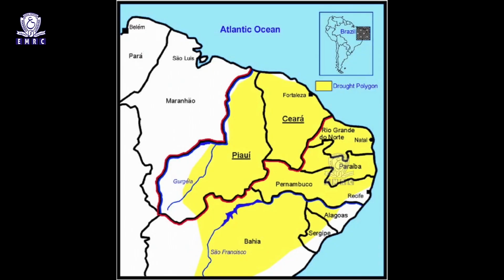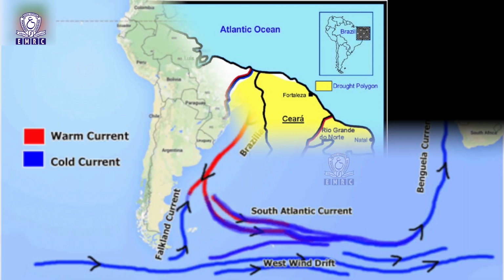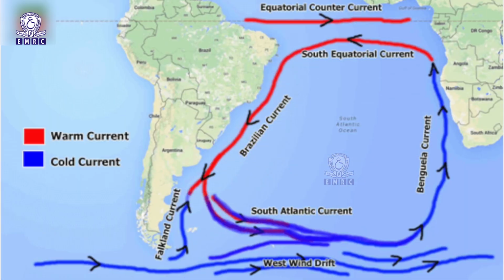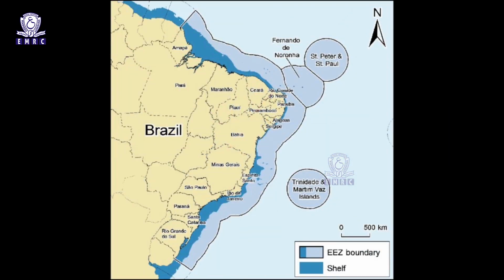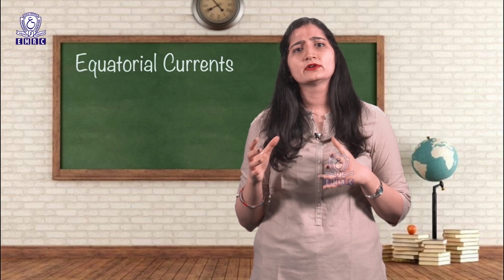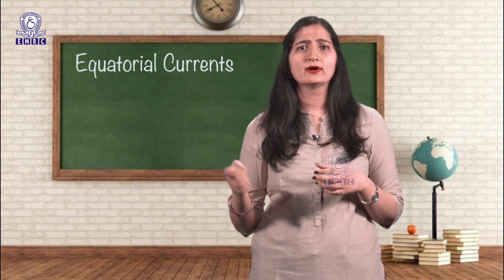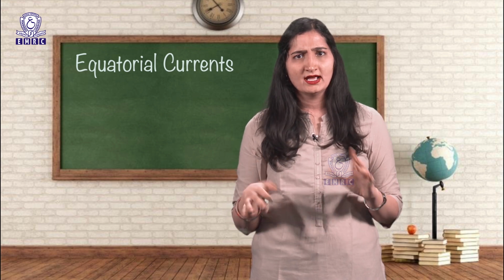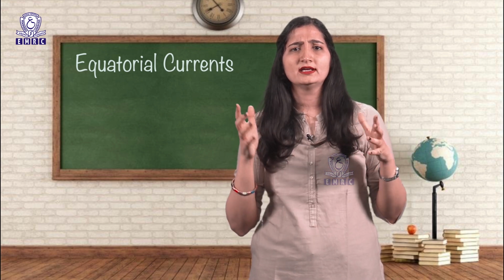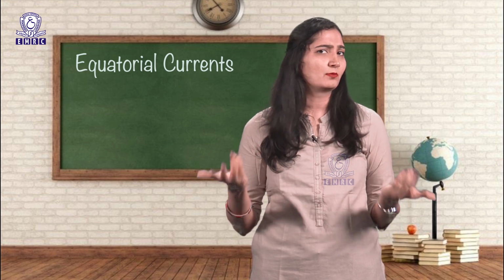At the shoulder of northeast Brazil, the protruding landmass splits the South Equatorial Current into the Guinea Current, which flows along the Guinea coast, and the Brazilian Current, which flows southward along the coast of Brazil. Between the two equatorial currents is the eastward flowing equatorial countercurrent. Since these currents are near the equator, all of them are warm currents.